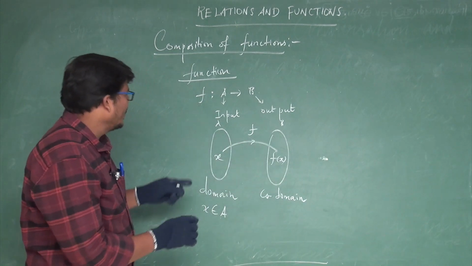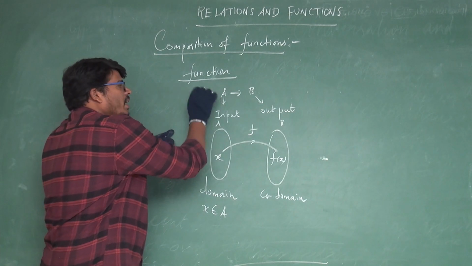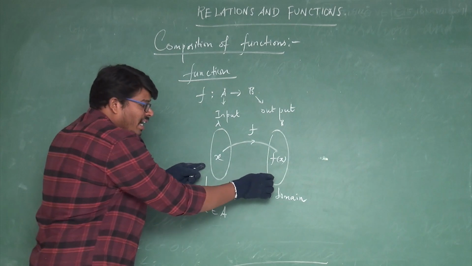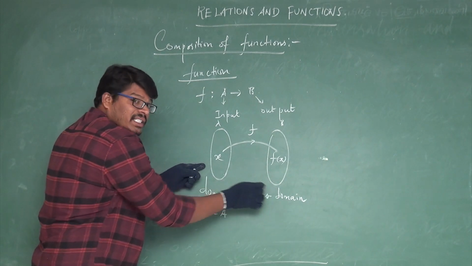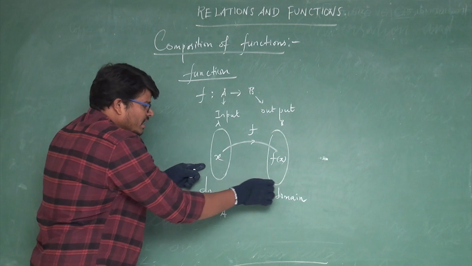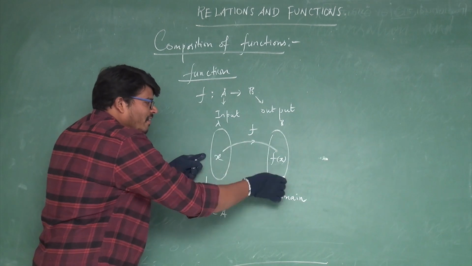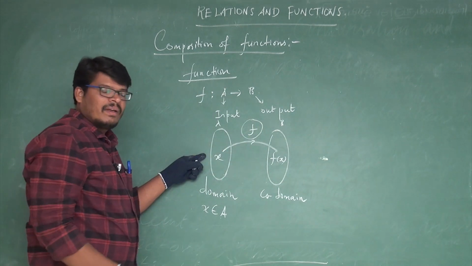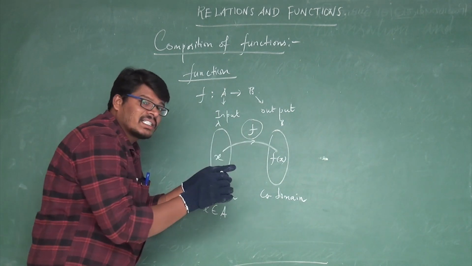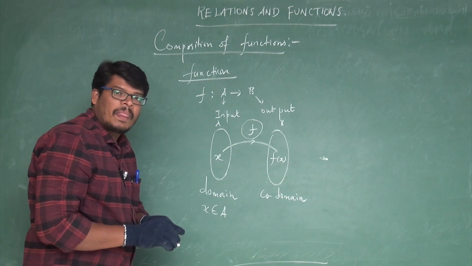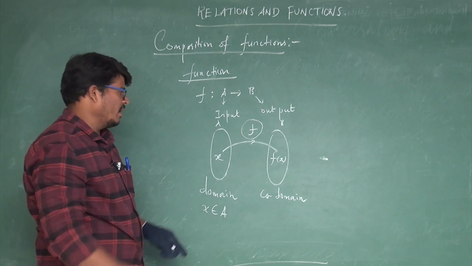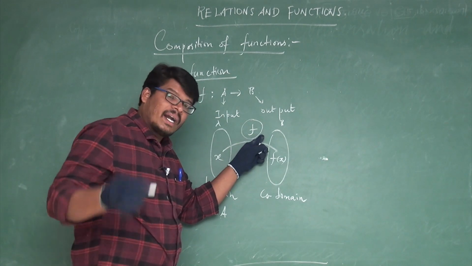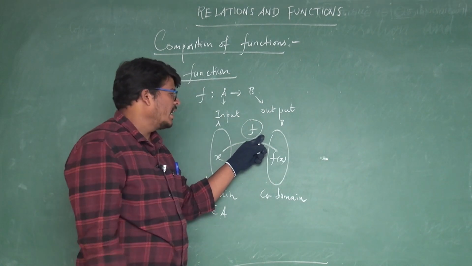Here the function is defined as f from A to B, given any two non-empty sets A and B. The mapping from A to B is called the function f, where f is called a mapping or transformation. That is a function. One function is f, and another function is g.